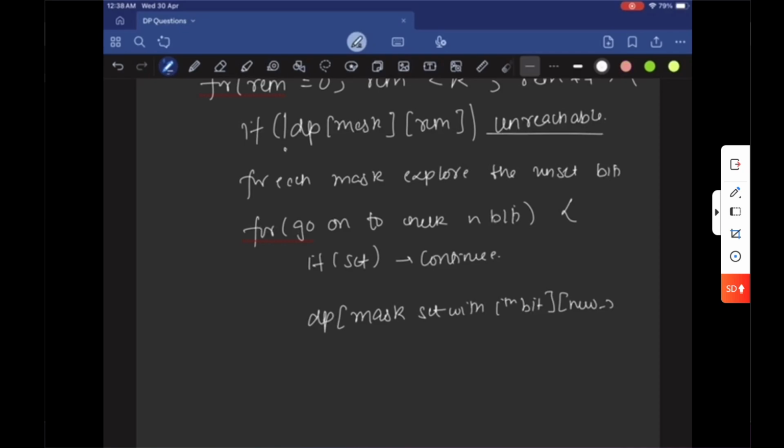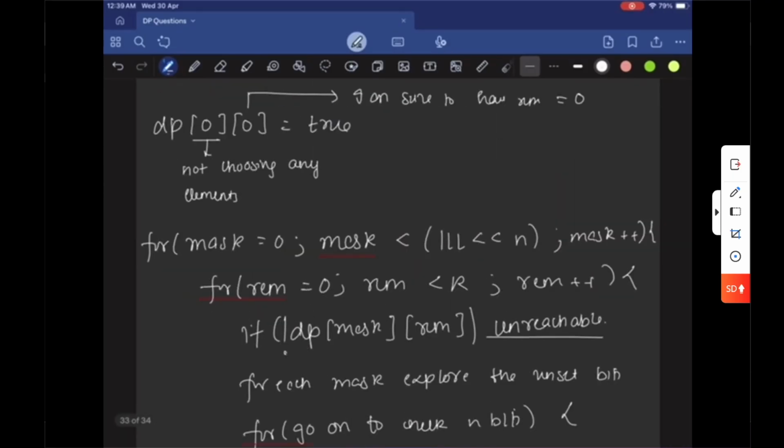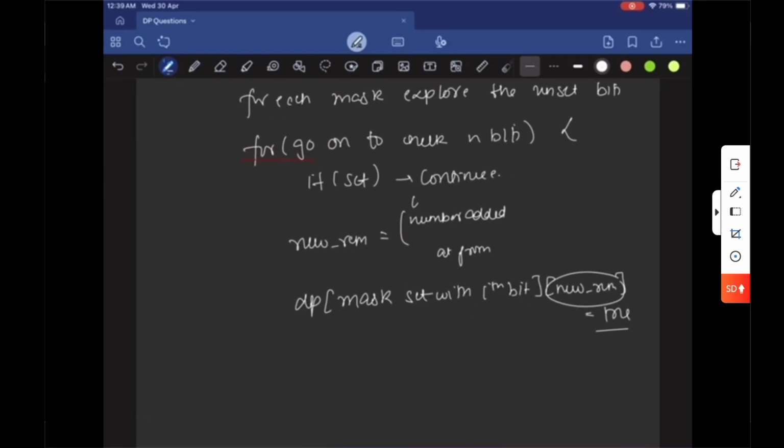And what is that particular new remainder? That is what I have told you just before: the new remainder is nothing but the contribution of the number added at front, plus the remainder that I had, mod k, right? So this is what it is.